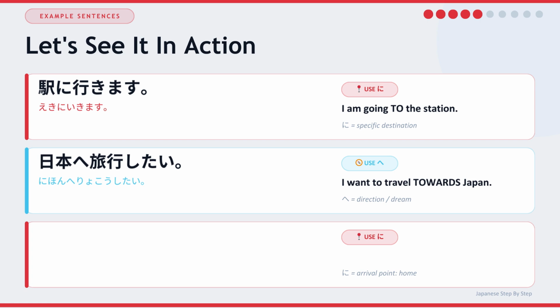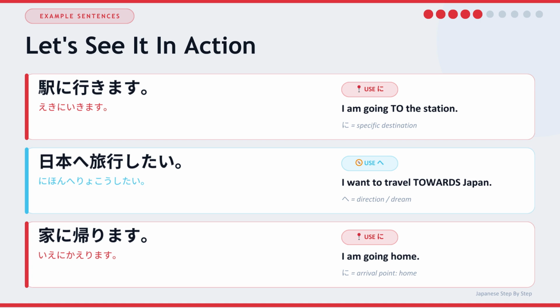That's he energy. 家に帰ります。 I am going home. Ni again. Because home is the most specific destination there is. There is only one home. You're not heading in a general direction. You're going to one exact place. Ni is the only natural choice here.